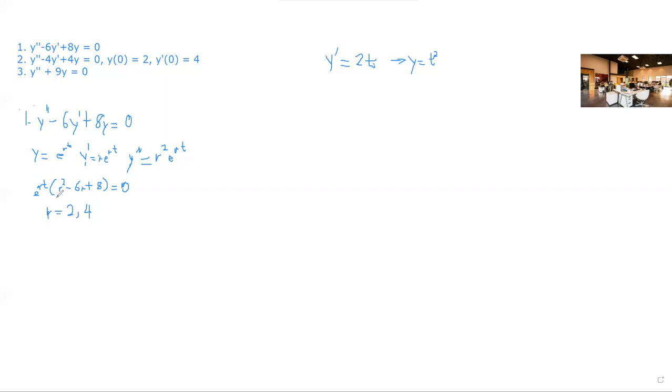So that means our solution is C1 e to the power of 2t plus C2 e to the power of 4t. And you can verify this for yourself. Just plug in any value for C1 and C2 that you like, and this will be equal to 0.